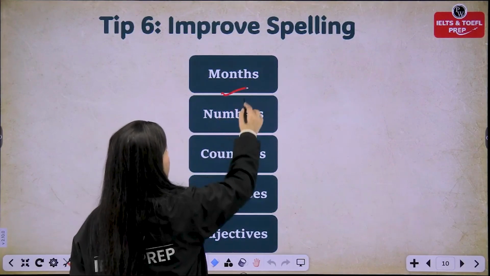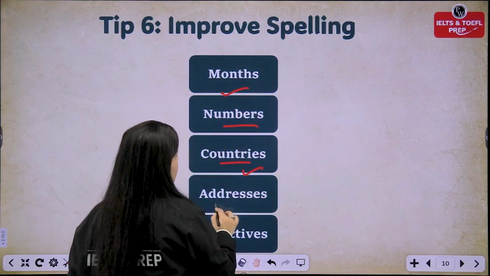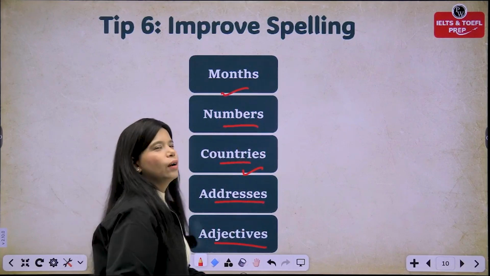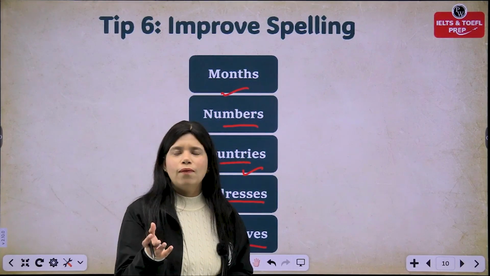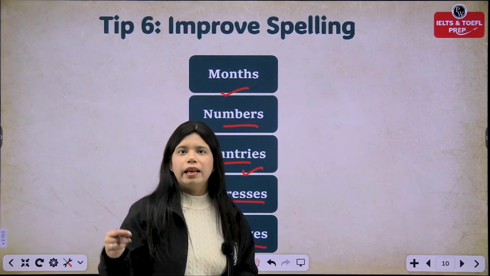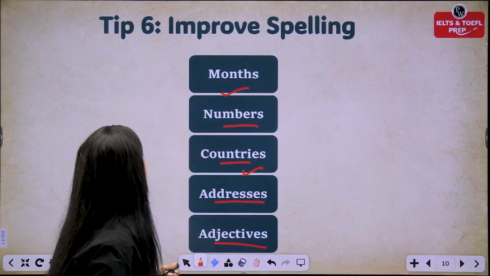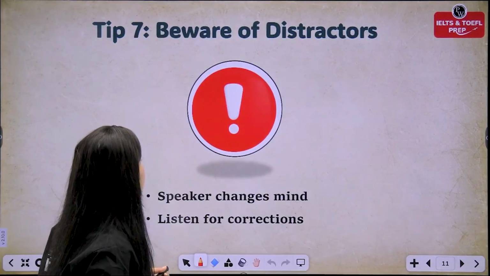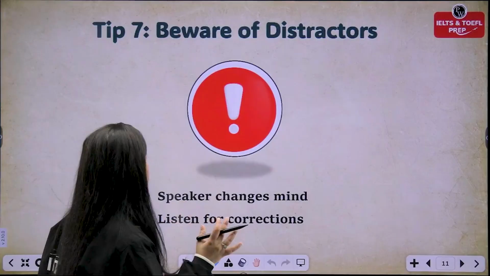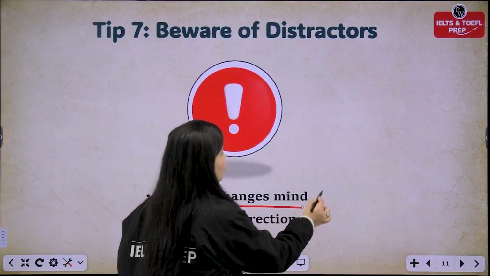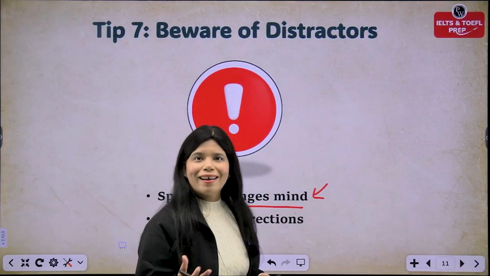So the name of months, numbers, name of countries, addresses, adjectives, a lot of words are there and you would know where you goof up, right? Start maintaining an error log for that. Tip number 7, beware of distractors. This is classic. I mean, do you think the speaker would straight away give you the correct answer?